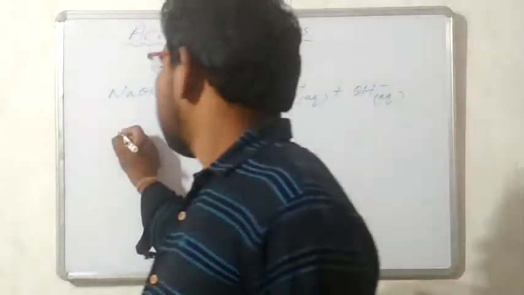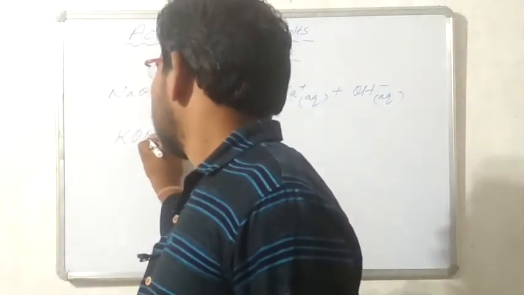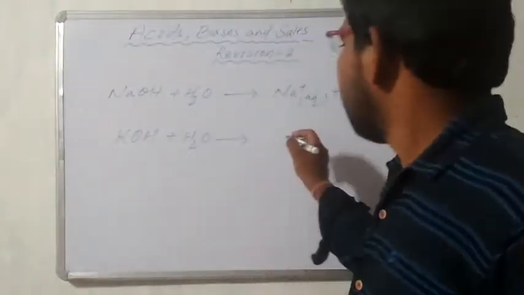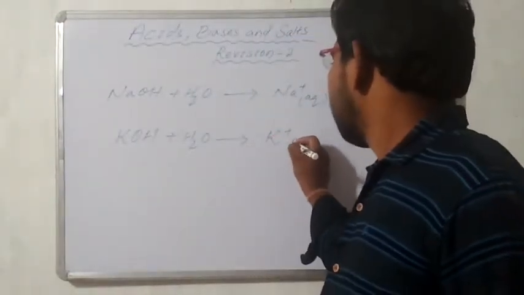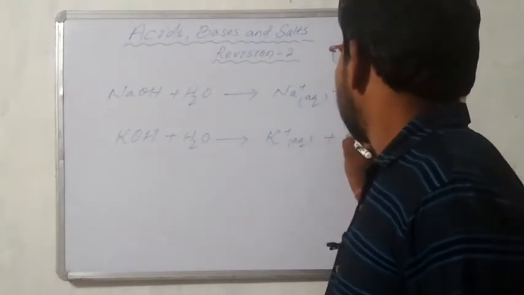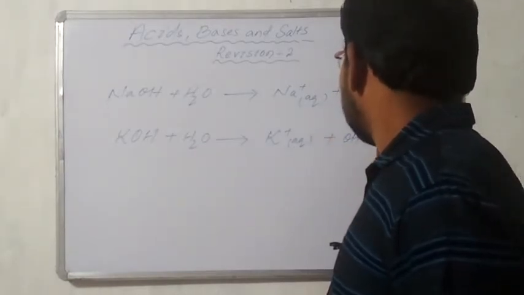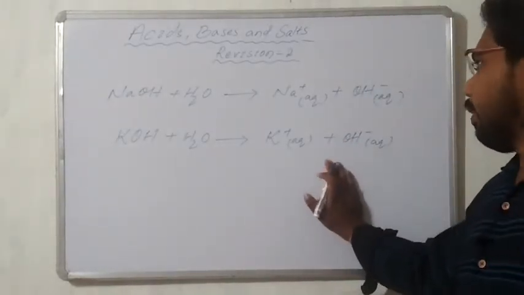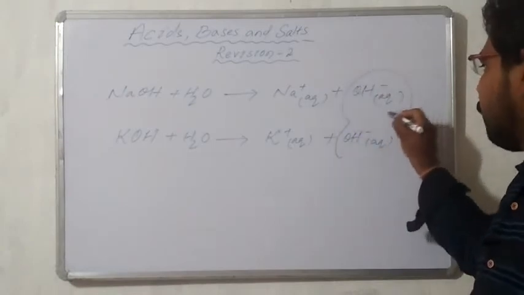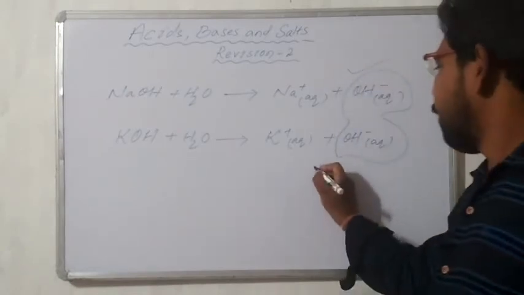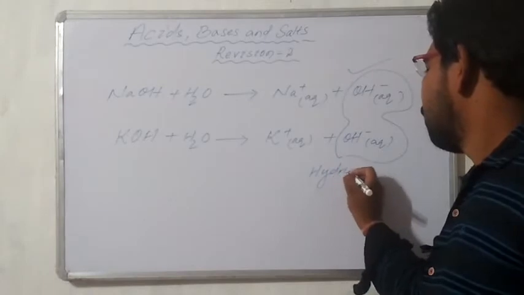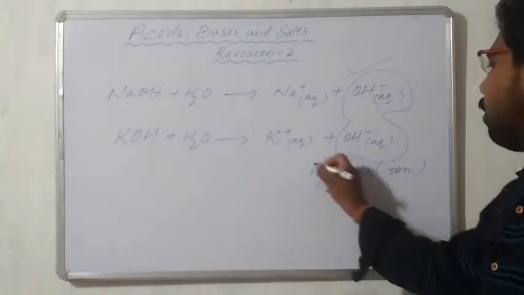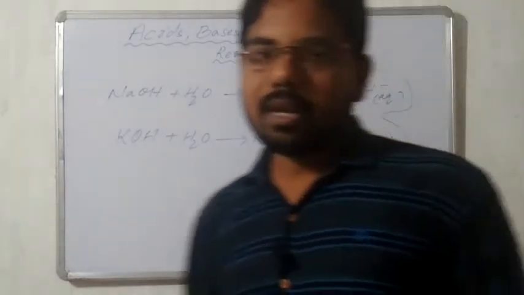Again one example we are taking: KOH plus H2O. Then K plus (aq) plus OH minus (aq) is produced. All the bases dissociate in water and produce hydroxide ions, OH minus ions.